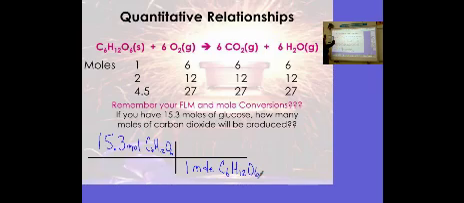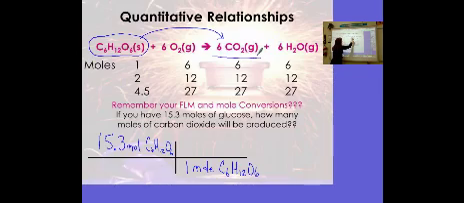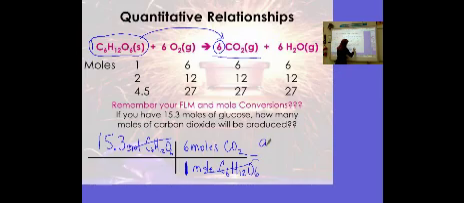Now my conversion factor, I'm going from glucose to carbon dioxide. What's my ratio? 1 to 6. So 1 mole down here of carbon dioxide gives me 6 moles of CO2. Moles of glucose cancel, and my answer, if you multiply that out, 15.3 times 6 gives you 91.8 moles of CO2.